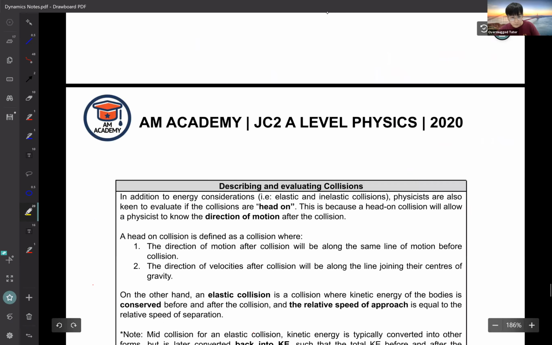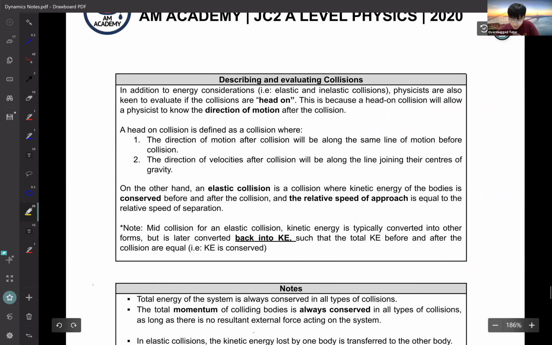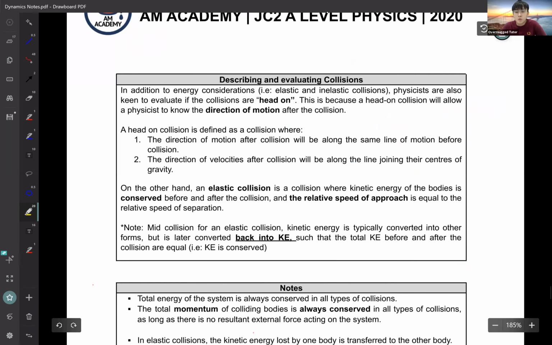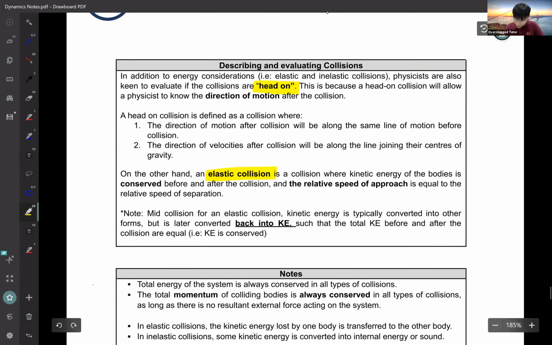If not, moving over. One last thing. Sometimes they'll ask you to describe collisions in two ways. The first thing is explaining what is a head-on collision, and then clearly explaining what is an elastic collision. As I was saying, elastic collision, I'll just cover the second one here first. It's when your KE of the two bodies is conserved before and after the collision.